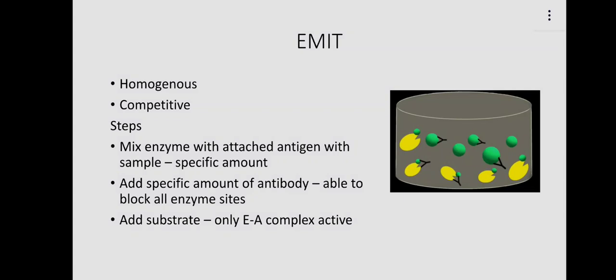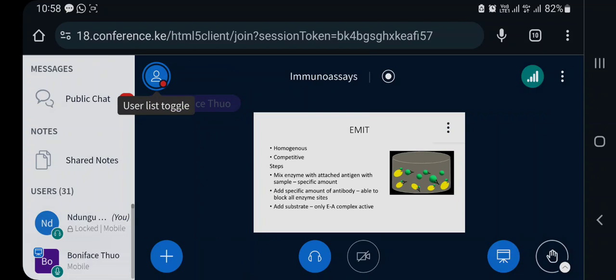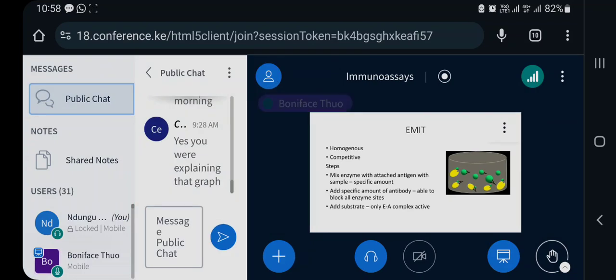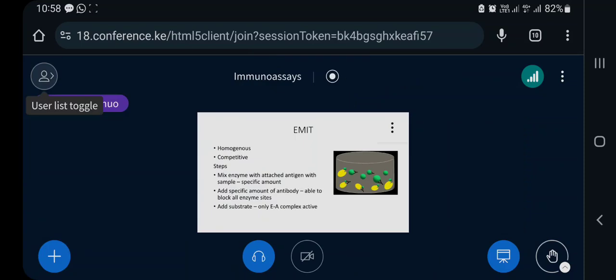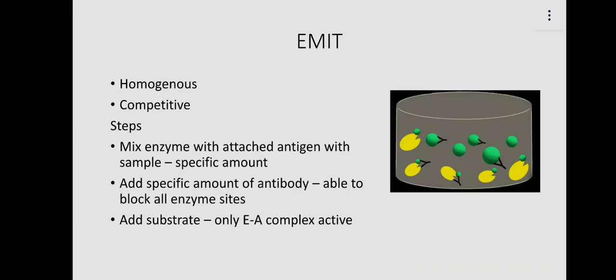Another example of enzyme immunoassay is a homogeneous type, which is known as EMIT, which means enzyme multiplied immunoassay technique. So this is a homogeneous assay where everything is mixed in a single pot. And it is a competitive type of assay.